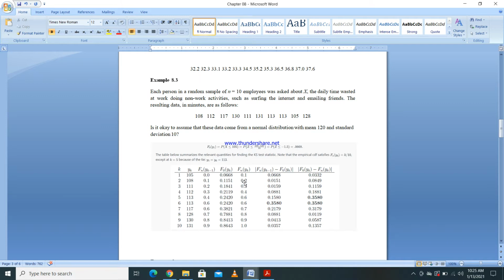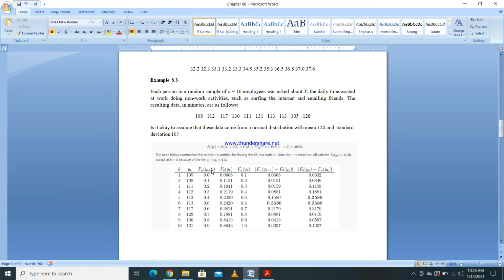Only 2 values are there. So that is 2 divided by 10, that is 0.2. Okay, and then likewise you have to take all these values here and calculate the empirical distribution function. Now we know the empirical distribution function, we have the values, and then we calculate the empirical distribution function for yk minus 1.